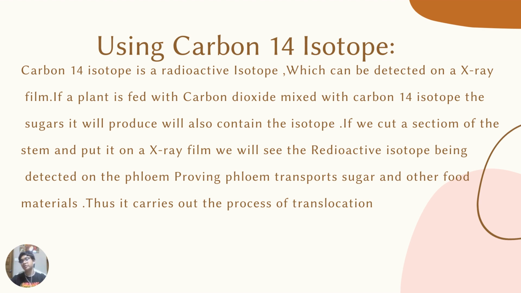For example, if you feed a plant with carbon-14 isotope, which is a radioactive isotope that can be detected on X-ray film, the sugar that the plant makes will also contain the carbon-14 isotope. So, if we cut off a section of the stem and put it on the X-ray film, we will see that the radioactive isotope is detected in the phloem, proving to us that phloem transports sugars and other food materials, thus it carries out the process of translocation.